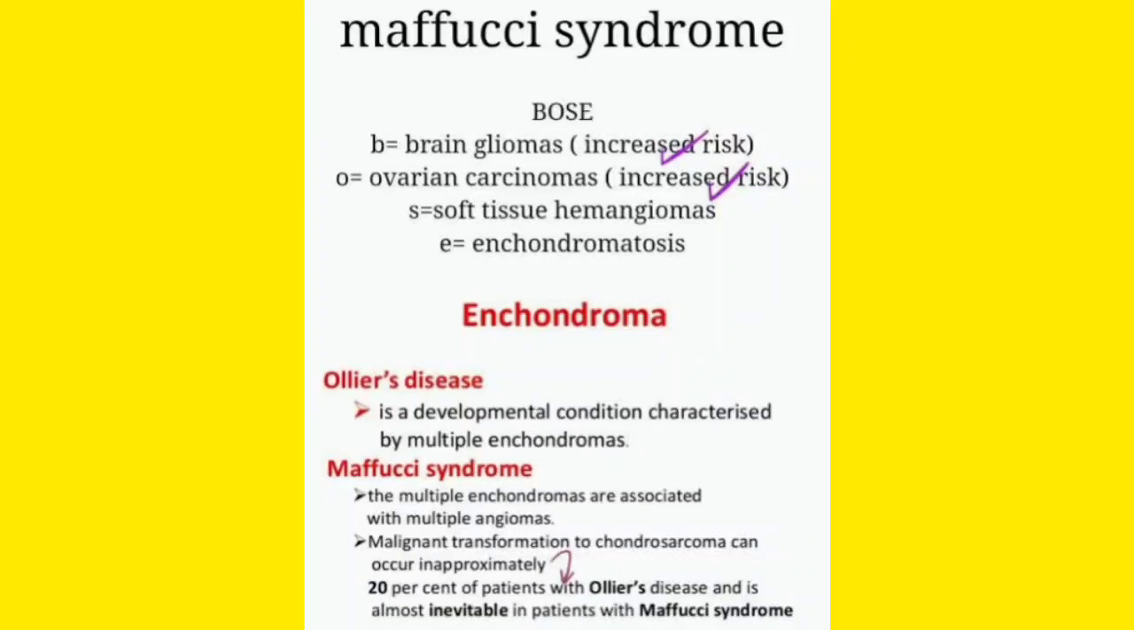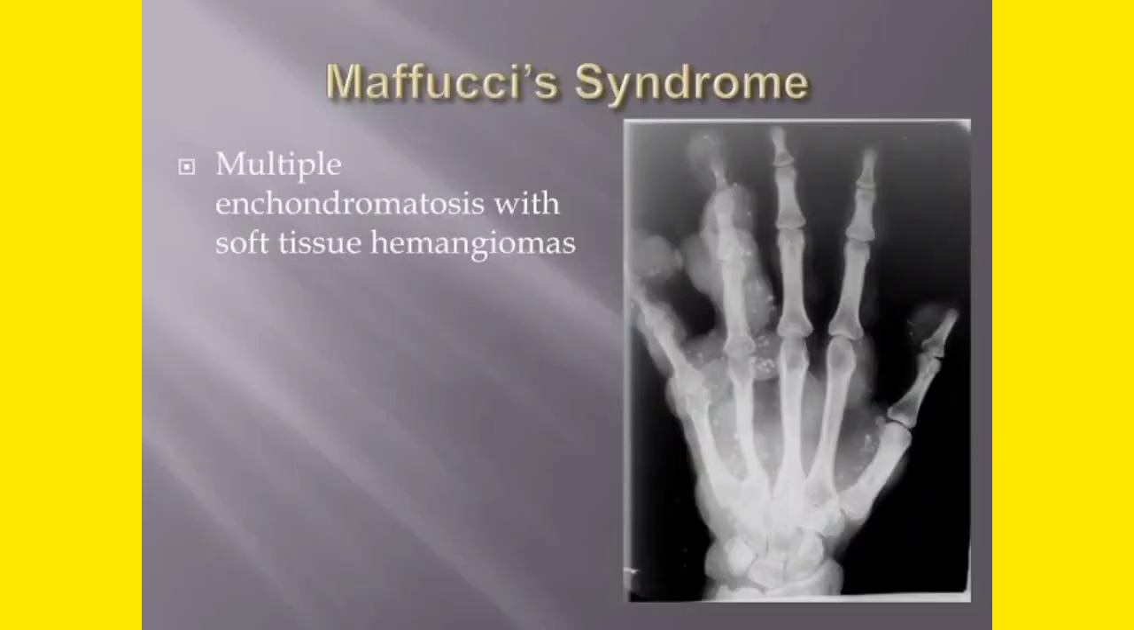B means brain glioma. O means ovarian carcinoma. All these are increased risk: increased risk of brain glioma, increased risk of ovarian carcinoma. S means soft tissue hemangioma, and E means enchondromatosis, enchondromas. So this is the mnemonic by which you can remember Maffucci syndrome.